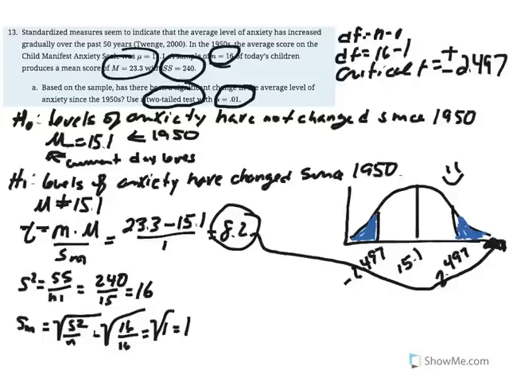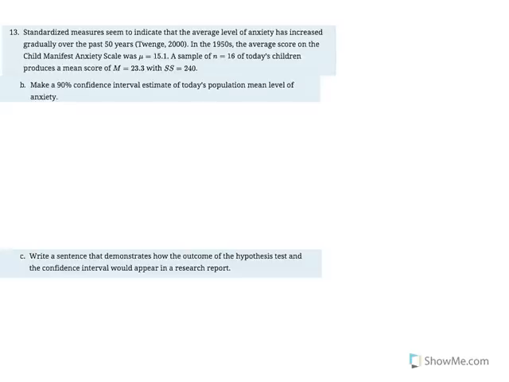So at this point, what we can now do is draw our conclusions. But before we do that, I'm going to hold off because we have a part B and part C for this particular item, and then we'll end with our concluding statement. Okay, so continuing with number 13, standardized measures seem to indicate that the average level of anxiety has increased. So we've just determined that that is statistically true given the t-value we calculated.